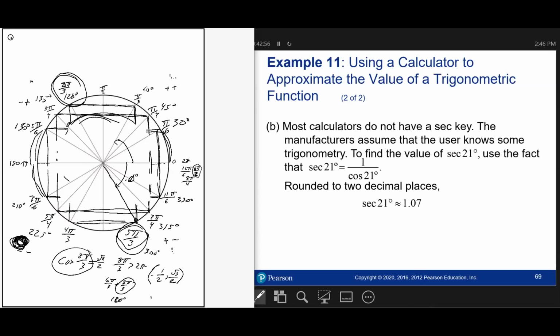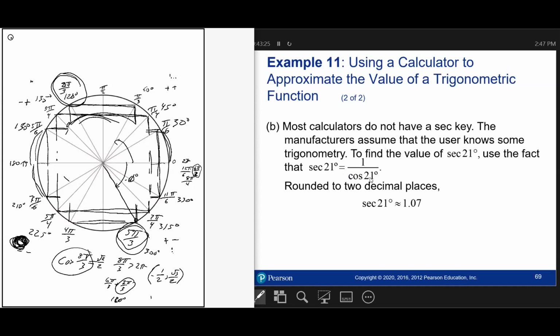When you're using a calculator to use secant, these basic scientific calculators do not have the reciprocal functions. So to do secant, cosecant and cotangent, this is how you do it. Secant is 1 over cosine, so it's 1 over the cosine of the angle.